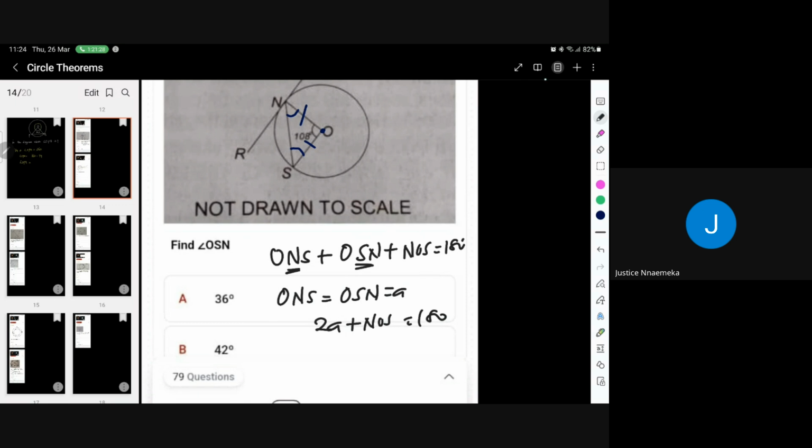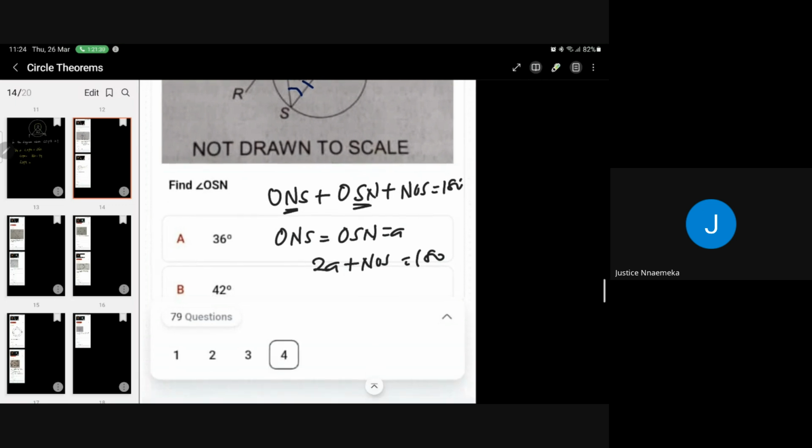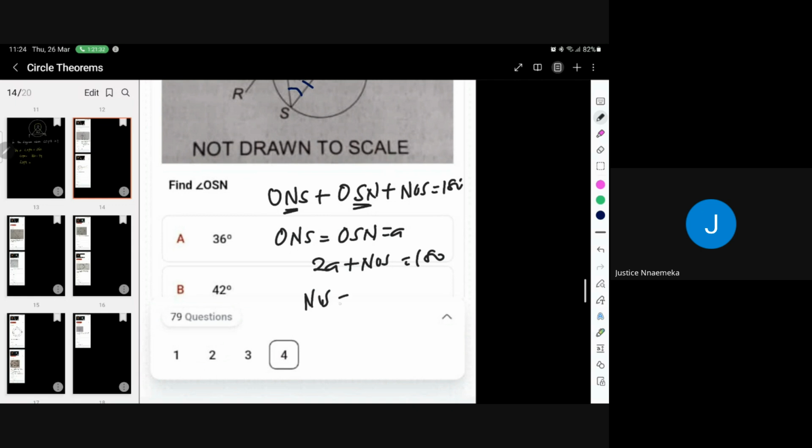Are we there? So we'll just do 180. Just as you are following, NOX will be equal to what? A will be equal to what? A will just be 180 minus 108, divided by 2. And what would that give us? Well done. 36. Well done, bro.